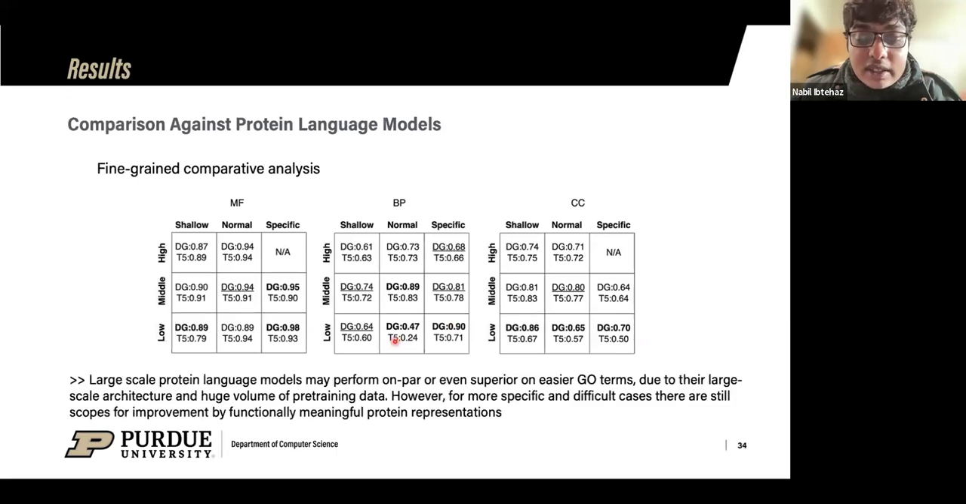So the takeaway point is that large-scale protein language models may perform on par or even superior on easy GO terms, since they have access to a lot of protein sequence training data and also their very large, complex architecture. However, for more specific and difficult cases, there is still scope for improvement from functionally meaningful protein representations or dedicated function prediction methods.